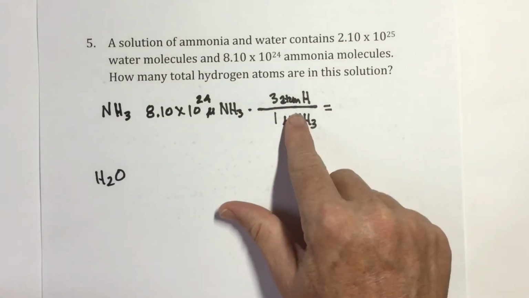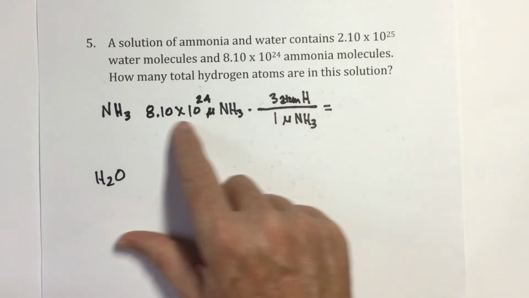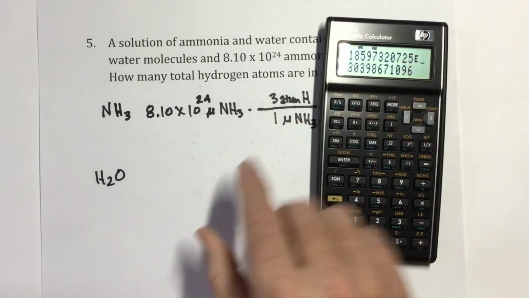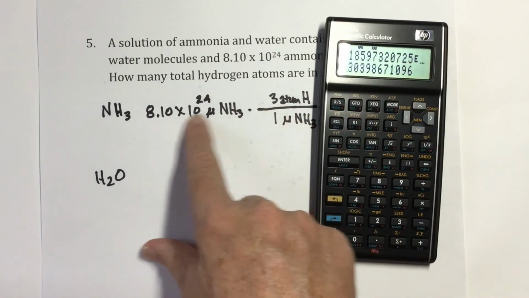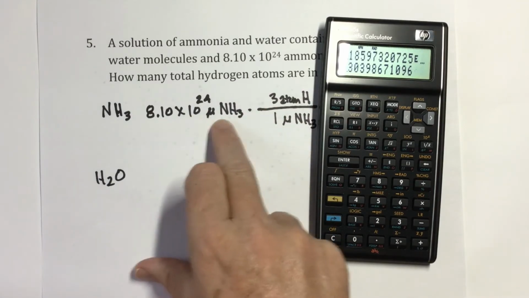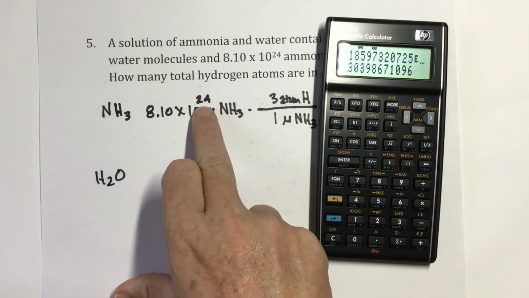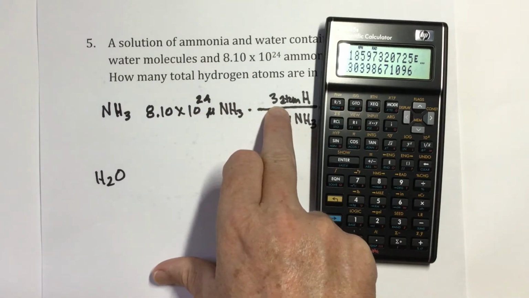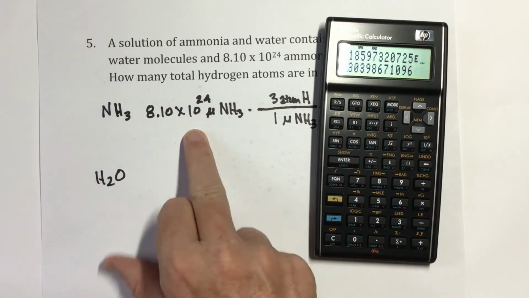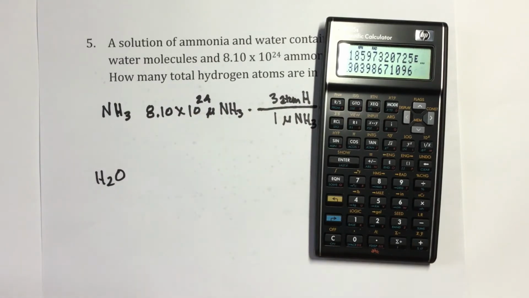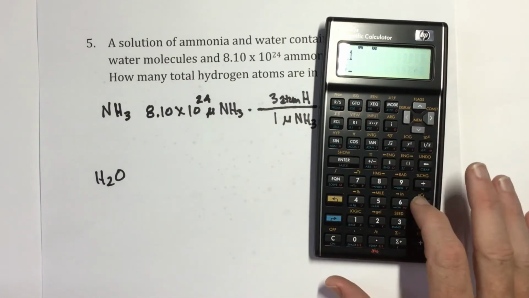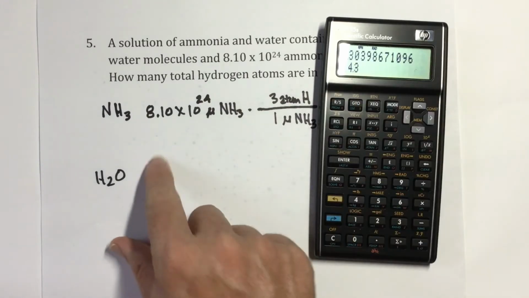So this should tell me now how many atoms of hydrogen I have in that many moles of ammonia. Now remember, when you're multiplying just some number times a number that's in scientific notation, this number does not affect the power unless this number also has a power, and this doesn't. So this is just going to be 3 times 8.10 times 10 to the 24. And 3 times 8.10, what is that? 2.43? Let me do my calculator.